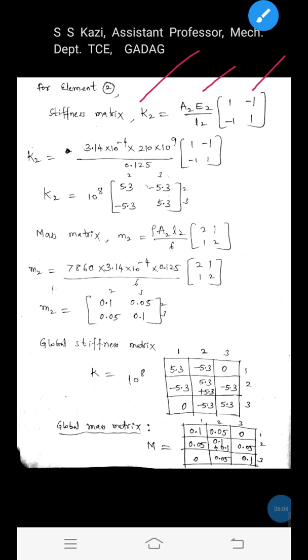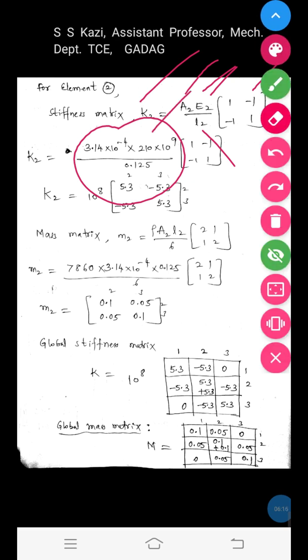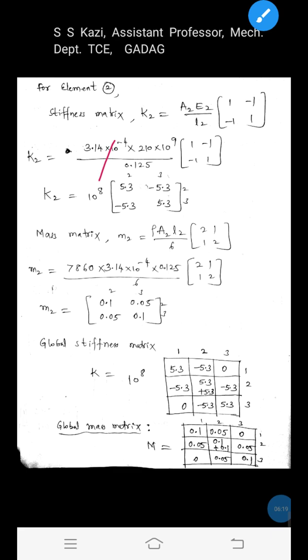L, 1 minus 1, minus 1 1. Stiffness matrix for element 2: area, Young's modulus and length of the element 2 you substitute here, as we have discussed the data in the previous page. All those data for element 2 you substitute here. We will get stiffness matrix for element 2, 10 raised to 8 into 5, minus 5.3, the same we got.